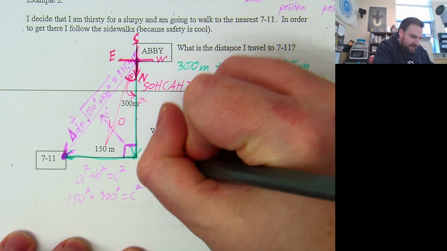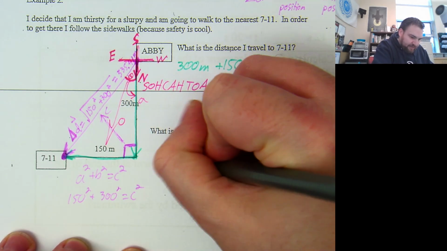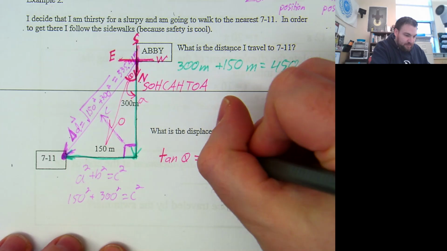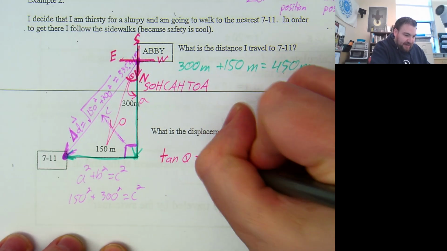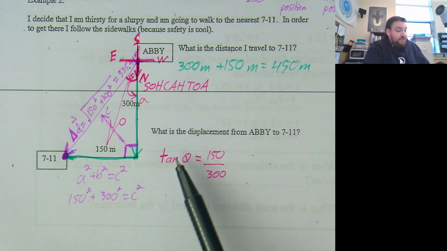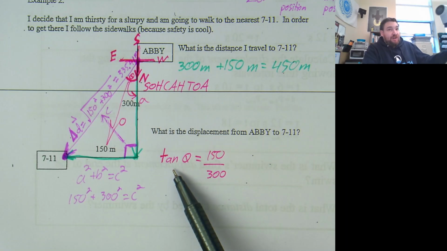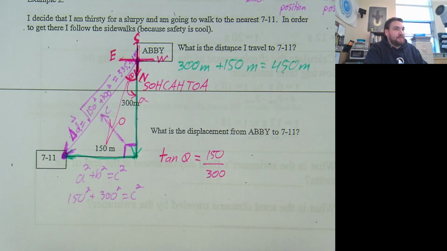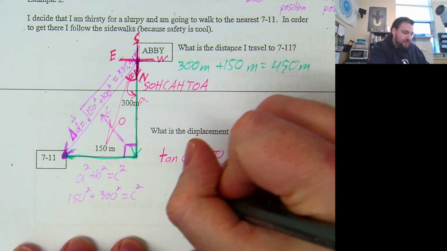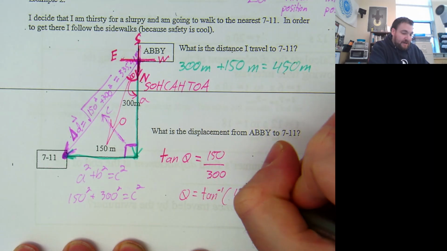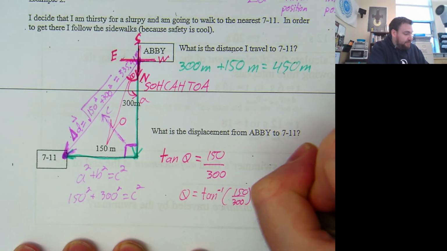And so the tan of angle theta is going to equal the opposite side, so the 150, divided by the adjacent side, 300. And now I want to figure out what that angle is. So I'm not going to use tan. I'm going to use the opposite operation of tan to get that angle by itself. The opposite operation of tan is tan inverse. So your angle theta is going to equal the tan inverse of 150 over 300. What is that value?